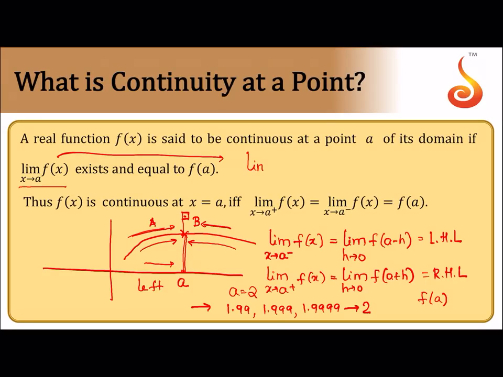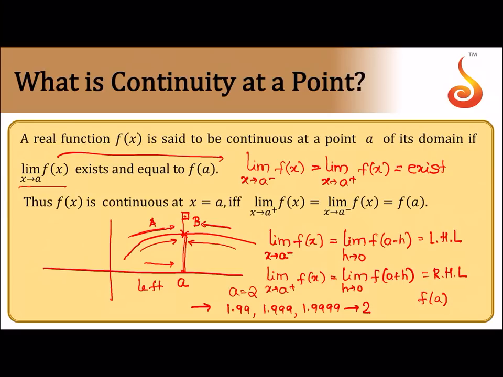Another important definition. Whenever we write limit x tending to a, f of x, this has two values. This is only possible when limit x tending to a minus, f of x is equal to limit x tending to a plus, f of x. If both are equal, then only we say limit x tending to a, f of x exists. When will it exist? When the left hand limit and right hand limit both exist.